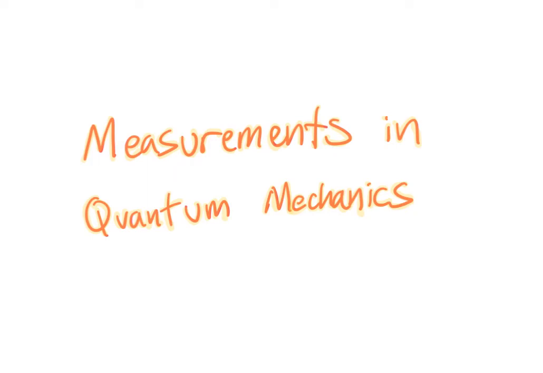Today we're going to talk a little bit about measurements in quantum mechanics. Specifically, how do we interpret the measurements that we perform? What information do they give us? And how do we quantify our expectations of a particular measurement?